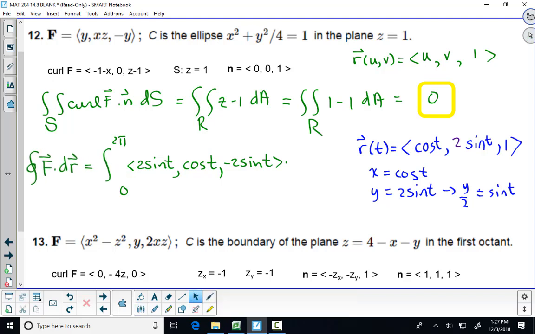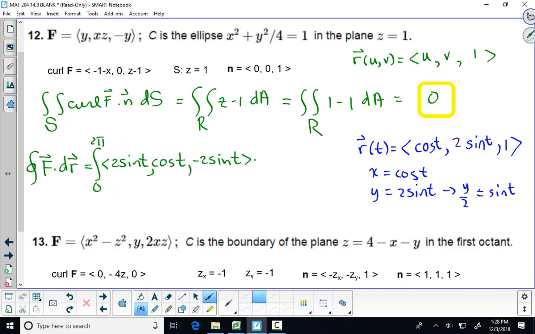And then we dot it with r prime. So we take our parametrization and we dot product it with the derivative. And the derivative here is minus sine t, 2 cosine t, and 0. So let's dot those together. We get minus 2 sine squared of t plus 2 cosine squared of t.